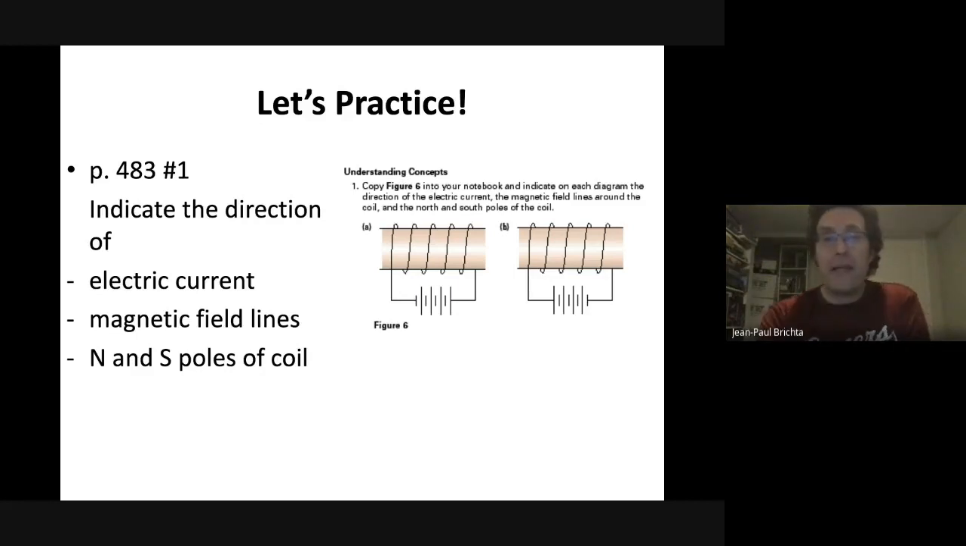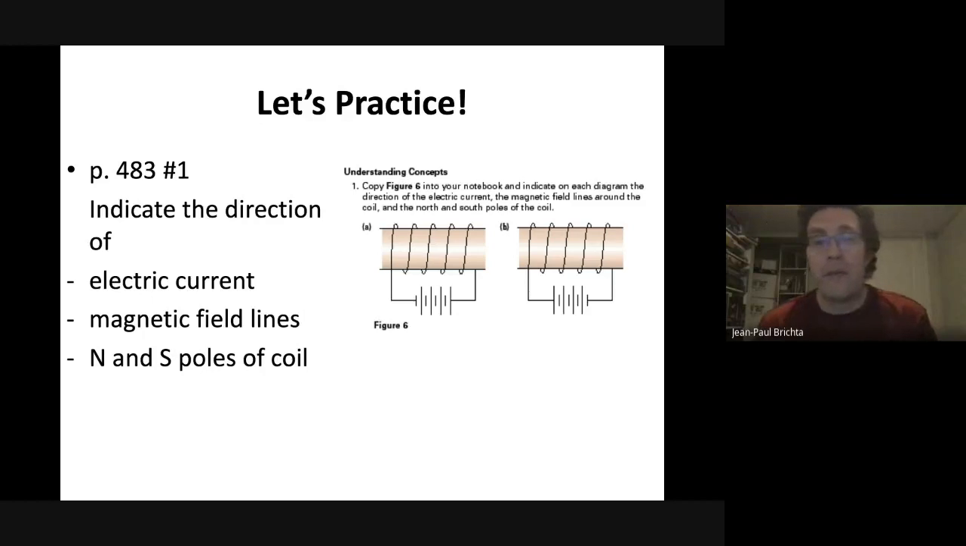Okay, for B, it's the same kind of situation, right? We always start looking at the battery. So again, look at the battery, decide which way the current should go. All right. Gotta look at this myself here. Okay, all right, sure, makes sense.